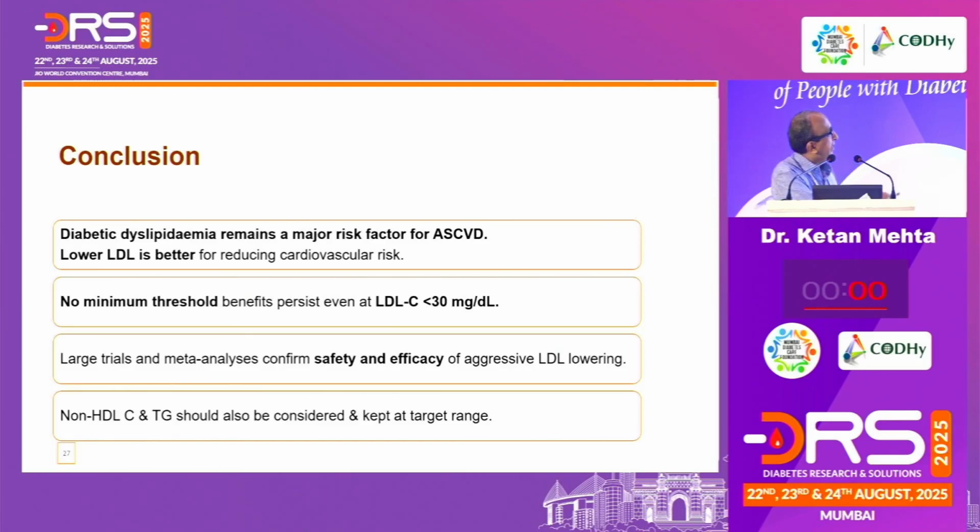Ladies and gentlemen, to conclude, diabetic dyslipidemia remains a major risk factor for ASCVD. Lower LDL is better for reducing CV risk. There is no minimum threshold; benefits persist even at LDL less than 30. Large trials and meta-analyses have shown the safety and efficacy of aggressive LDL lowering, and non-HDL and TG should also be considered and kept at a target range.